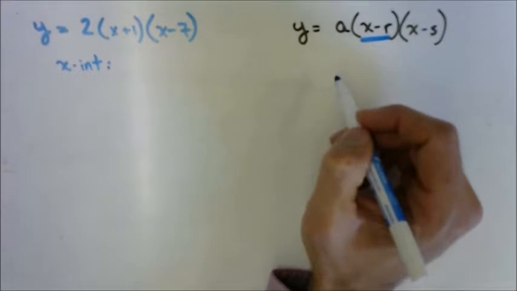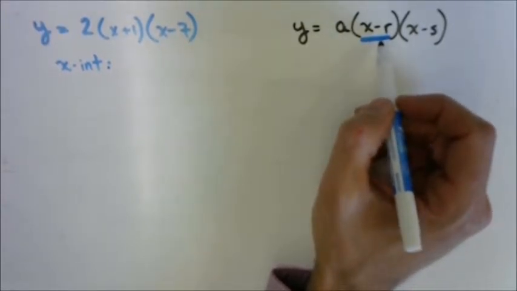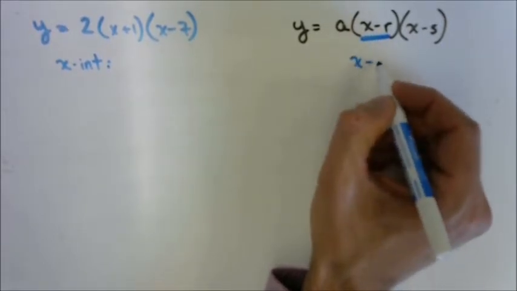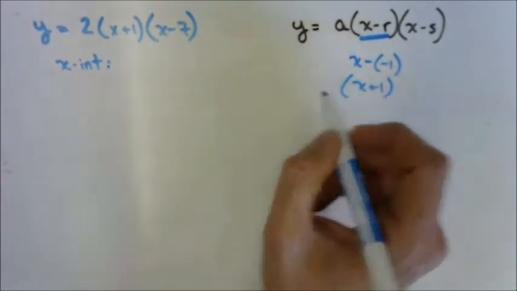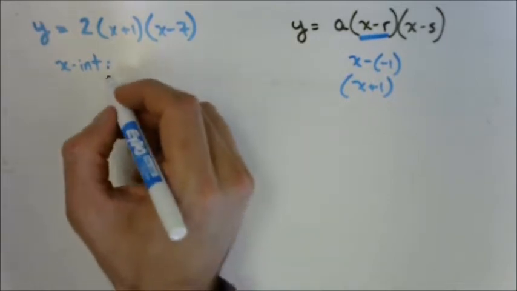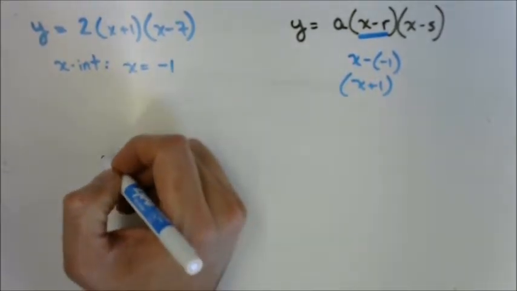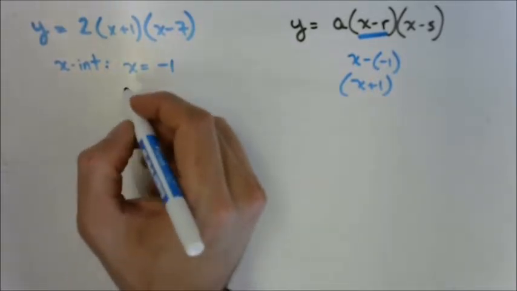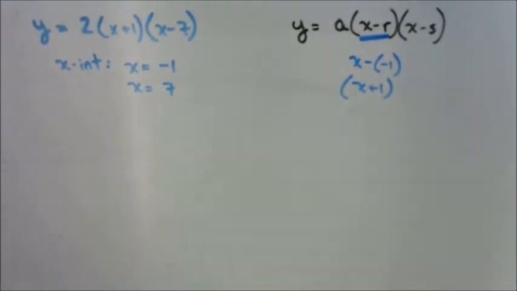It's negative 1. Okay? One of the x-intercepts is negative 1, because if you put a negative 1 in for r, you'll get x minus negative 1, which is x plus 1, which is what we have right here. So one of the x-intercepts is x equals negative 1. What is the other x-intercept? x equals positive 7. Thank you. The other one is x equals 7. It's supposed to be hard.